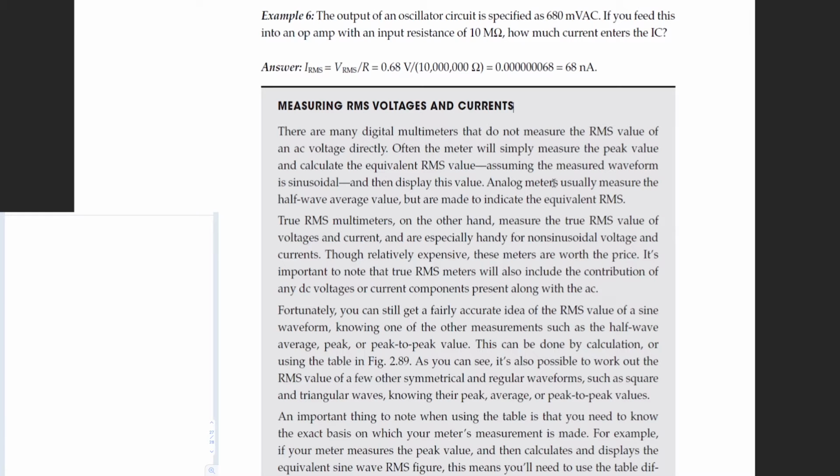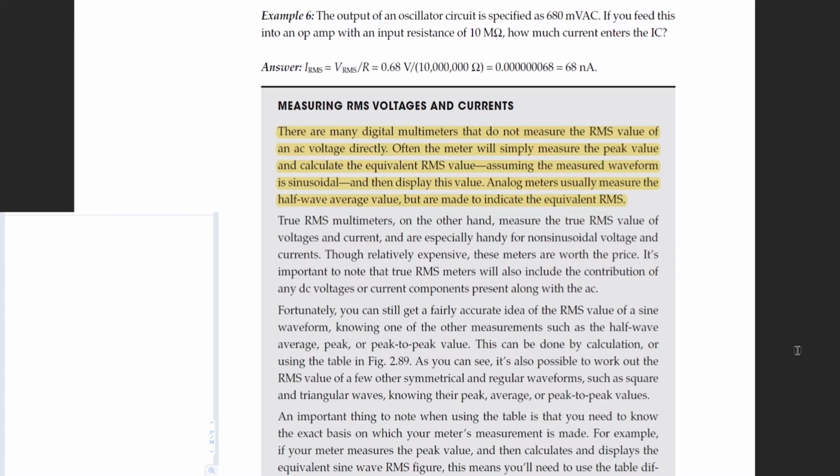Okay, read that. True RMS. Let's start highlighting because when I don't highlight, I get completely lost. True RMS multimeters, on the other hand, measure the true RMS value of voltages and current. I assume there are very specific use cases for that, but if the calculation works, what's wrong with the calculation? Okay, so they're especially handy if it's a non-sine wave voltage, of course. Though relatively expensive, these meters are worth the price. If you say so, mate. I'd rather get a new CPU.